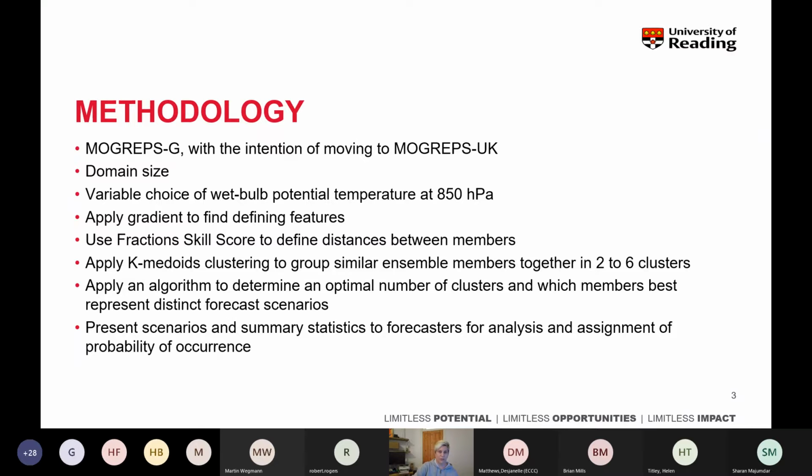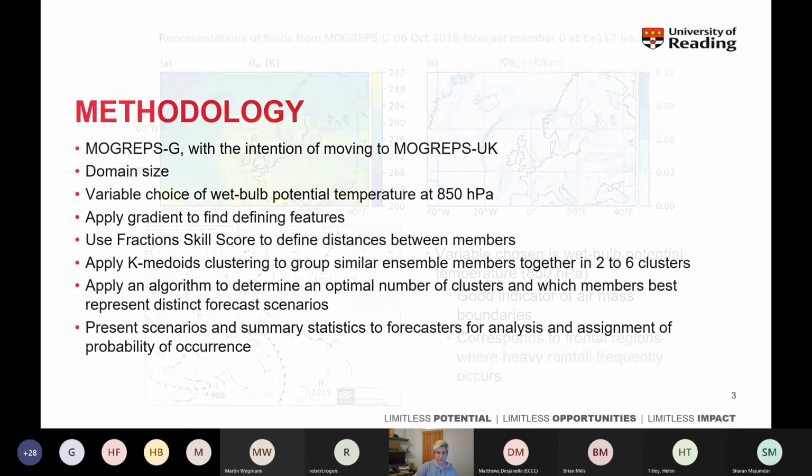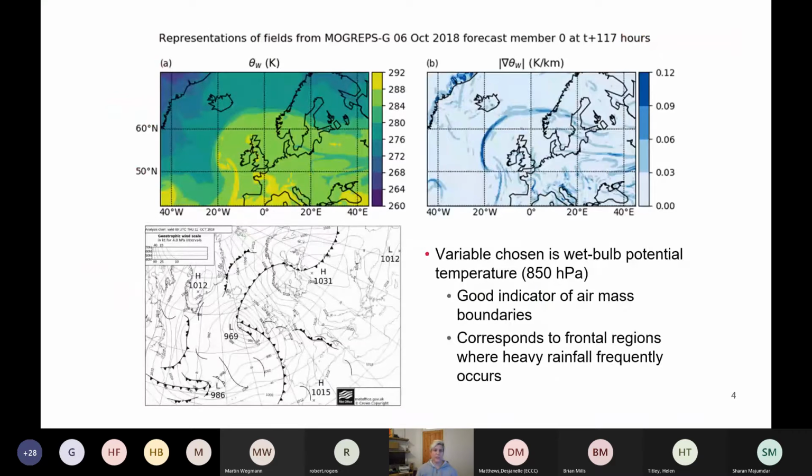So I'm going to walk you through the process. We're starting with the wet bulb potential temperature at 850 hectopascals, as I said. So this gets us above the boundary layer, and it's a nice smooth field. It's good to begin building a clustering methodology around. It's a good indication of where air mass boundaries are, and therefore corresponds to frontal regions with heavy rainfall very well.